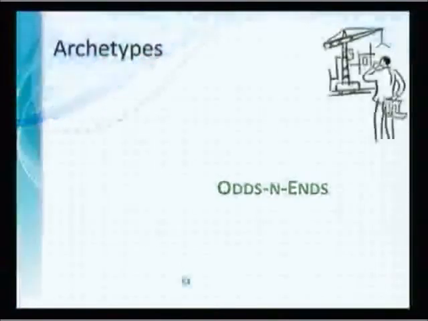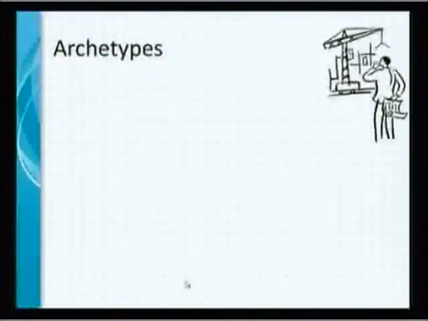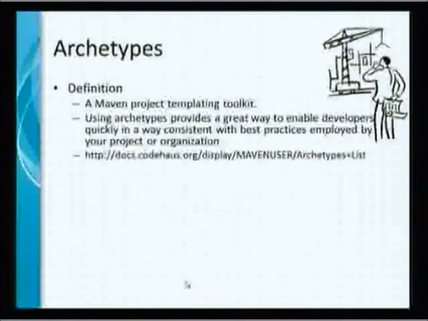OK, some other odds and ends I'd like to talk about here. Archetypes. Archetypes is a very handy thing to have. This is the Maven project templating toolkit. So basically, an archetype is a predefined type of Maven project. So you say, well, I need to create a WAR file, or I want to create a web app. But how do I do it? Well, you just type in the archetype. It'll generate one for you.